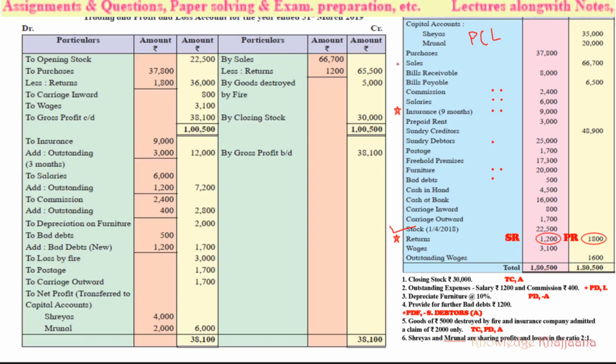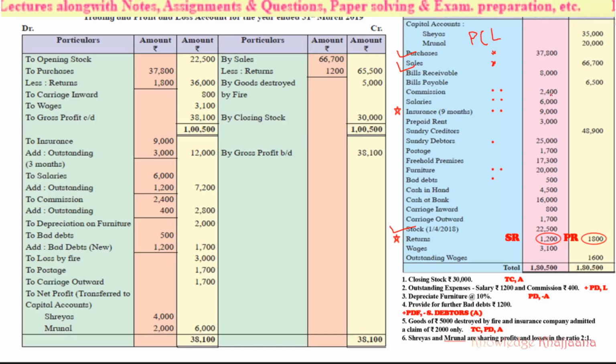Then purchases. Purchases are rupees 37,800. There were purchase returns, so we will make one mark against purchase and one mark against sales. Then sales 66,700. Okay, bills receivable is an asset, we will record it in the balance sheet. Bills payable is a liability, balance sheet.